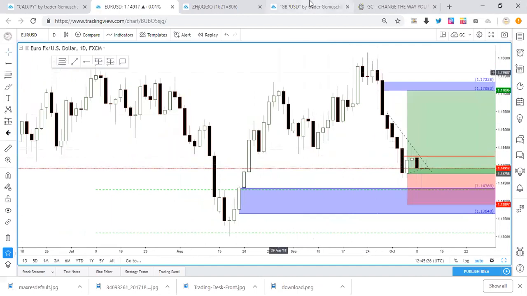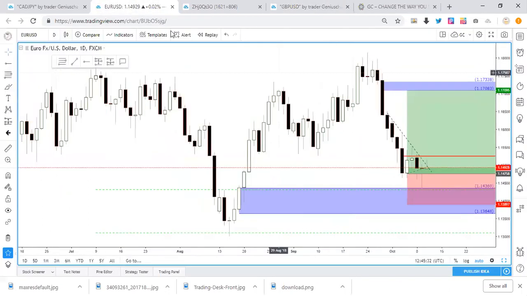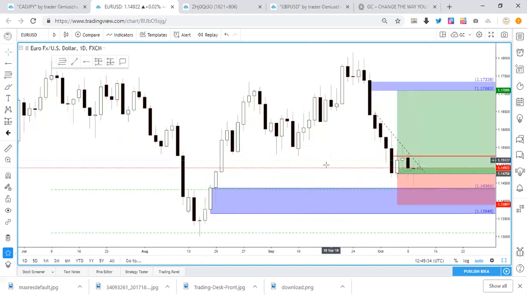Now, in my opinion, I think this is going to play out just like the Great Britain pound US dollar trade. We're just going to have to be patient and wait until the market makers show us their hand and allow us to take this trade with them.